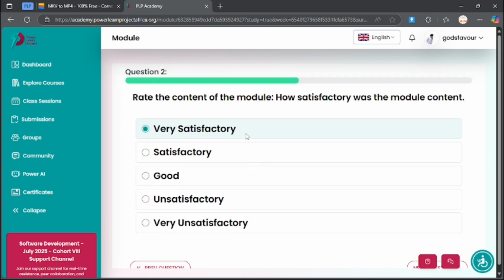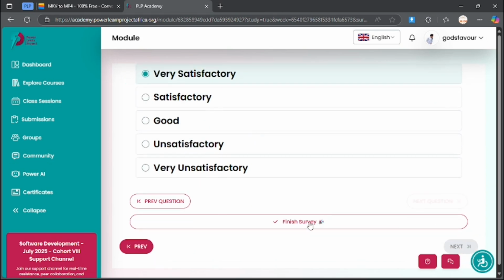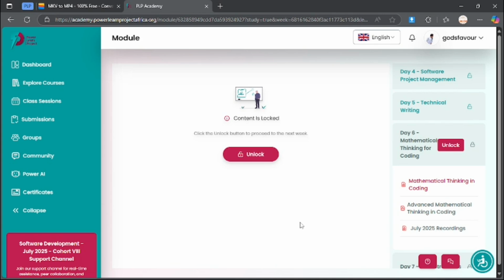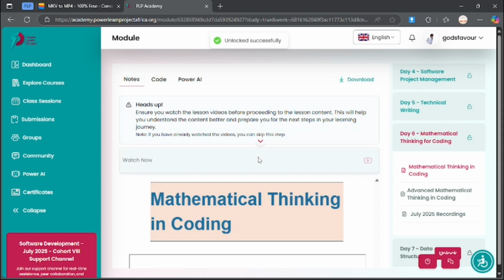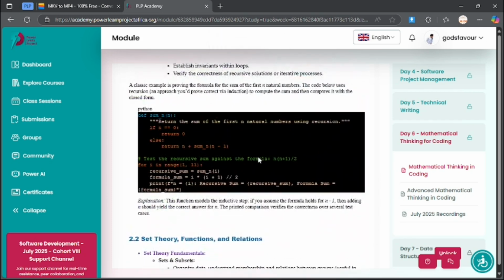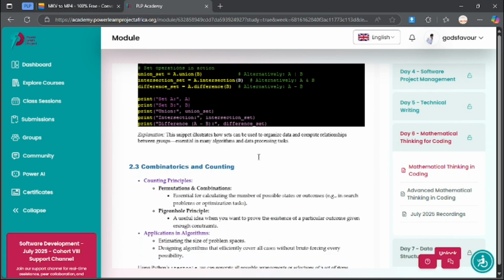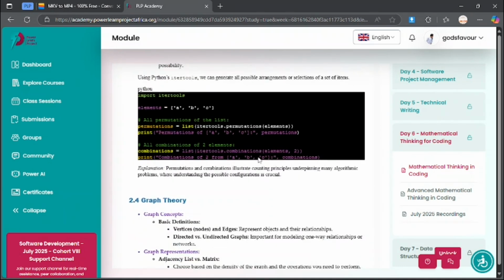Wait, let me see previous question. Okay, next question. Okay, no, I don't even have to read this. All right, so the next one, unlocked successfully. So where are we? Okay, mathematical thinking in coding. All right, so I am actually familiar with this particular one, so I think I already took this class before even unlocking it myself.